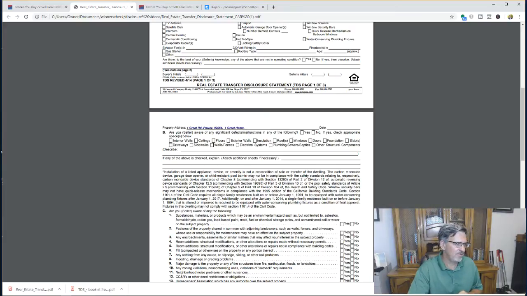Are you aware of any significant defects or malfunctions in any of the following? Interior walls, ceilings, floors, exterior walls, insulation, roofs. Now, you could say yes. No one could transfer that way.